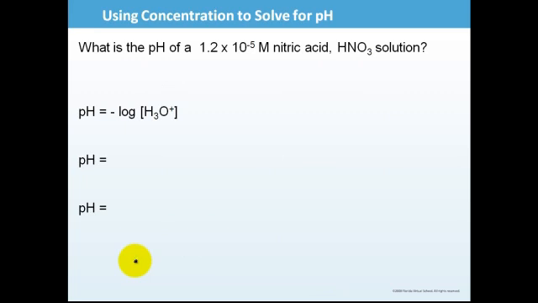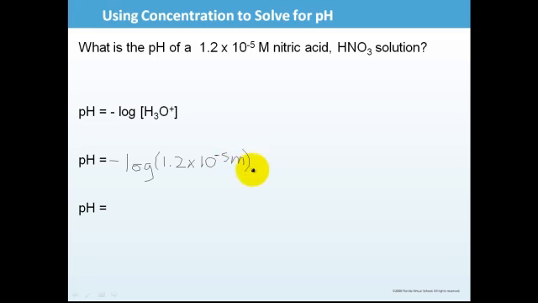Okay, so just a quick example here. What is the pH of a 1.2 times 10 to the negative 5 molar nitric acid solution? Okay, so we know it's an acid, so we're just going to plug it into our formula here. Negative log of 1.2 times 10 to the negative fifth molar.